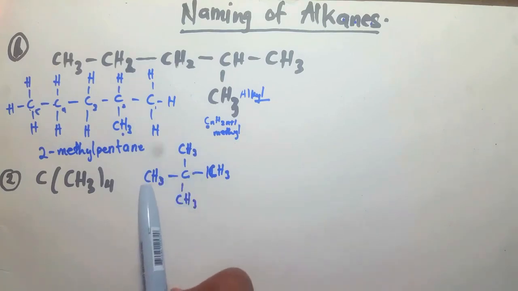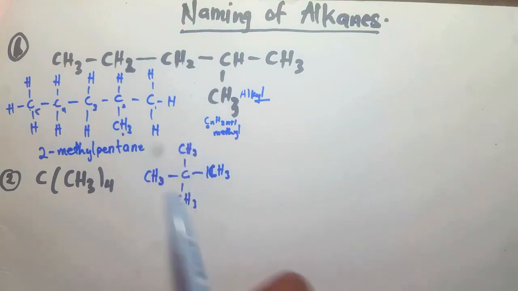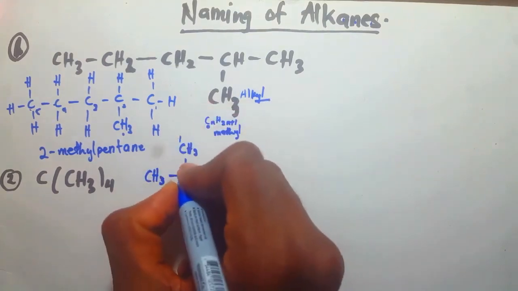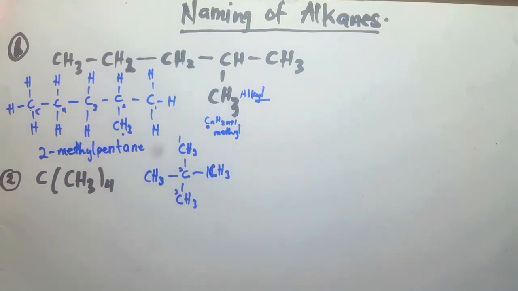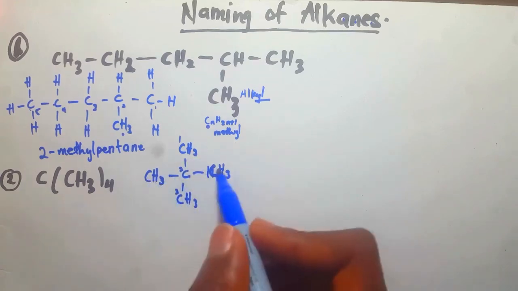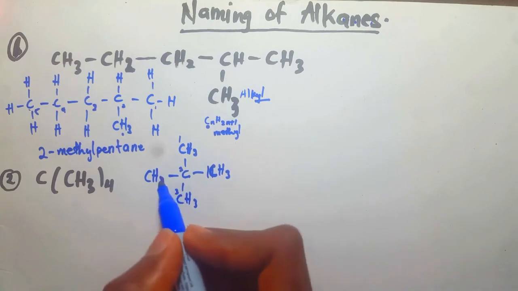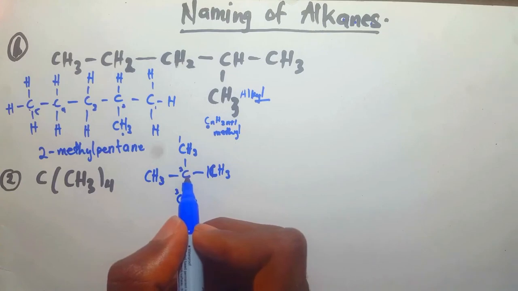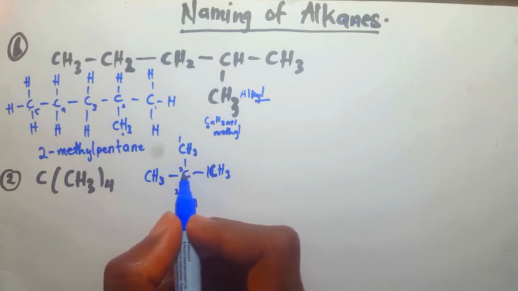We always use the longest chain. You can count either vertically or horizontally: vertically 1, 2, 3, horizontally 1, 2, 3. So we can choose to use vertical. Using this vertically, I have 3 carbons. My longest chain is 3 carbons, and 3 is prop, so we are looking at a propane here. It means the ones at the other sides are substituents. Now you have 2 substituents on 1 carbon.